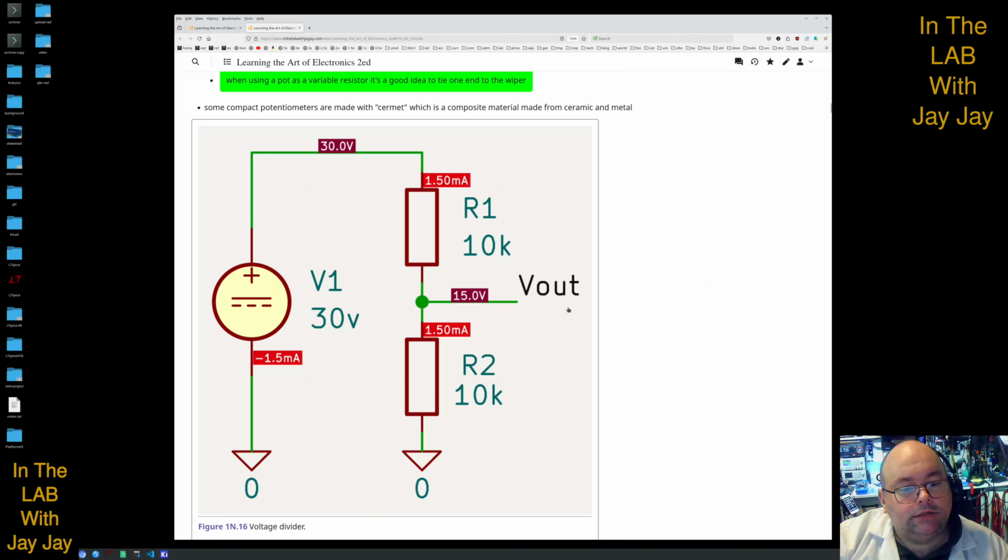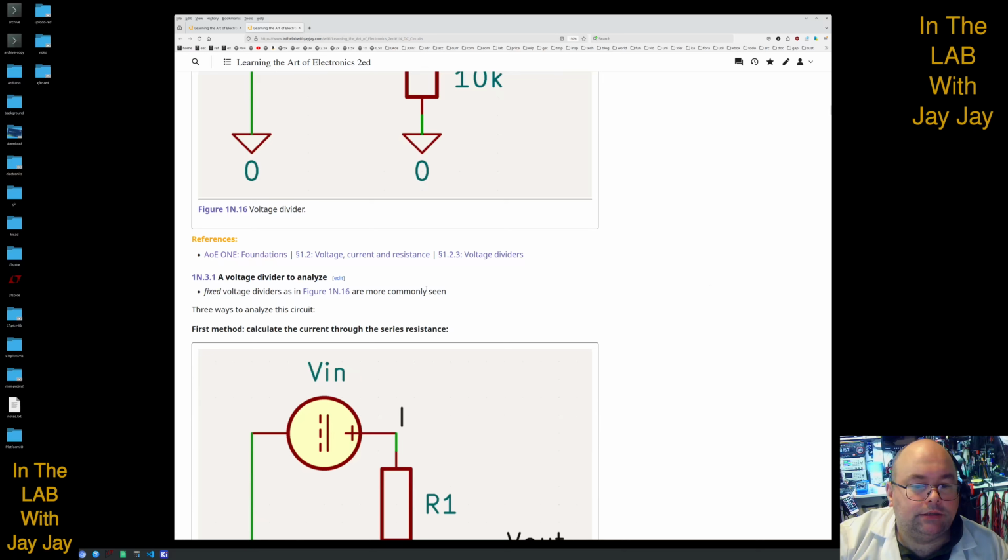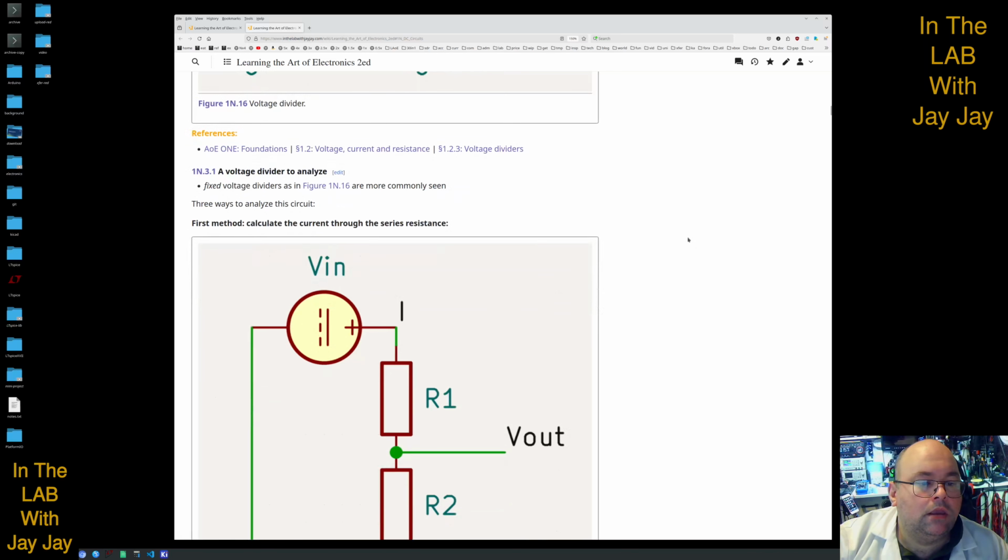Now this is a voltage divider. So we've got 30 volts coming in here, we've got 10k resistance here and 10k resistance here. So the 30 volts comes in, 15 of it, which is half of it, drops across here, and then there's our V out, which gets 15 volts, and the rest of it drops across here. So this is a voltage divider. You will become very familiar with this type of circuit. There's a whole section on voltage dividers in the Art of Electronics, so jump over there and check that out if you've got a copy of the book.